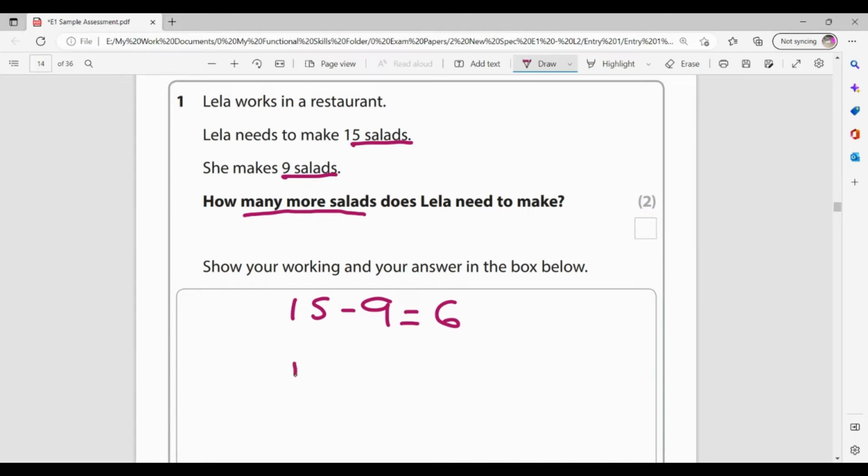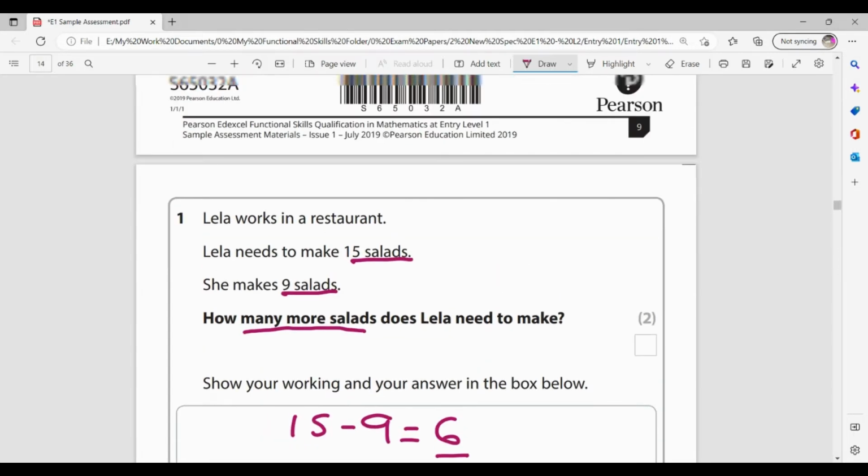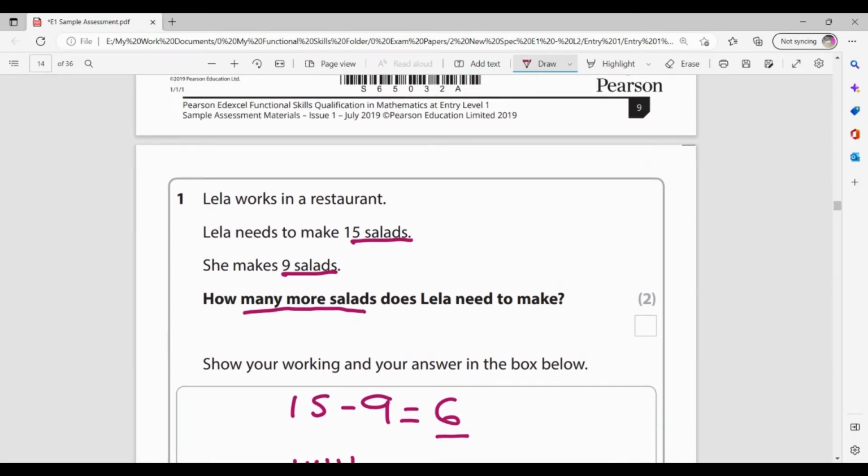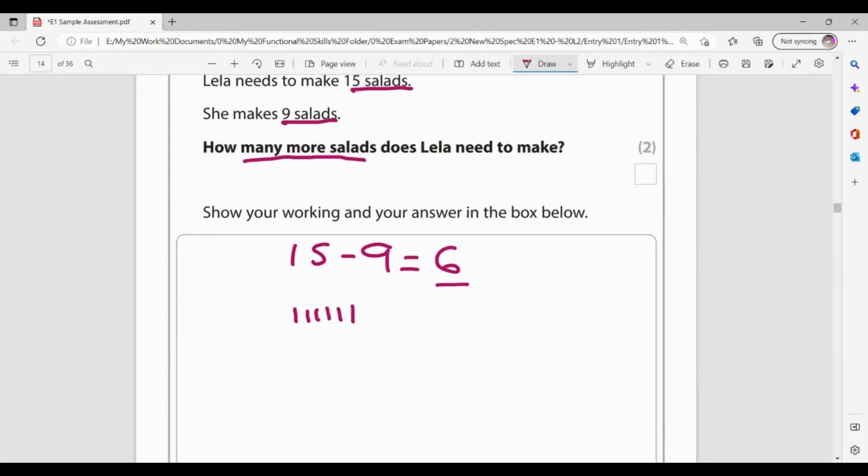What I could do is I could count upwards. So she's made 9, so she needs 10, 11, 12, 13, 14, 15. 1, 2, 3, 4, 5, 6. So she needs 6 more salads to have 15 salads. Now this was a 2-mark question. We were getting 1 mark for doing our 15 take away 9 and the other mark was for our 6. We were getting both marks for our 6, so if you've used an alternative method like I did, such as counting upwards, you would get 2 marks for your 6.